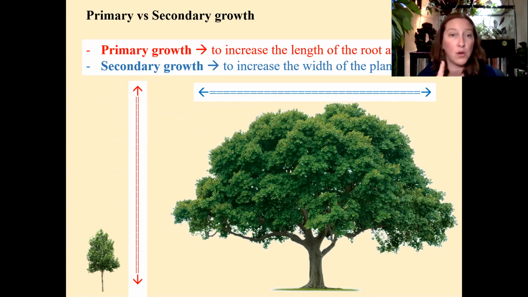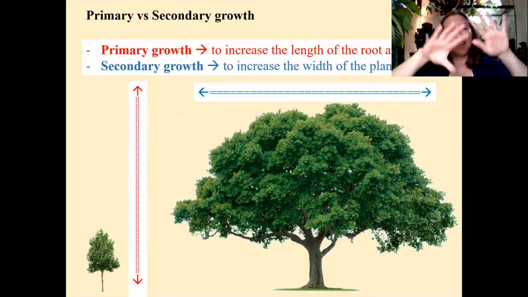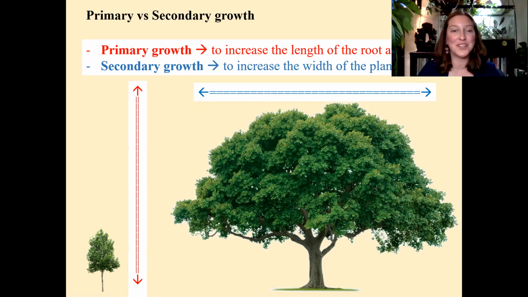And remember, I will post these lecture slides as well. So if there's any point where my head cuts off part of the slide, just know you can pull the slides up on Canvas on their own, okay? But yeah, so primary growth is the type of growth that plants do to increase in length.